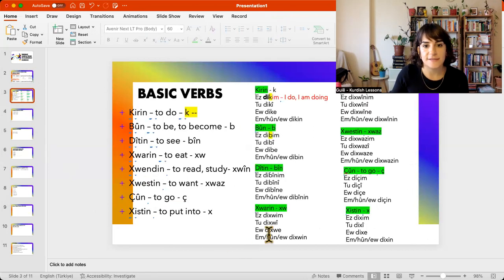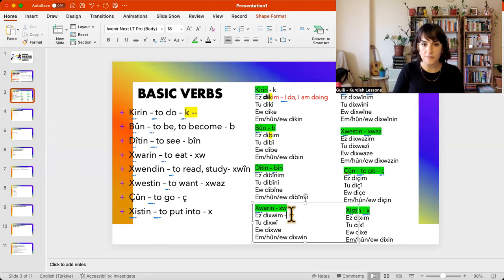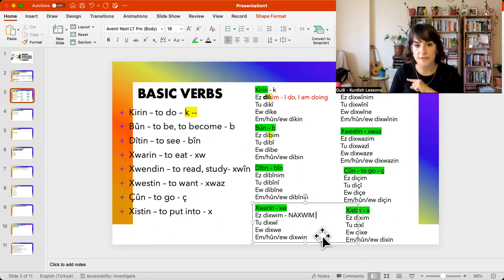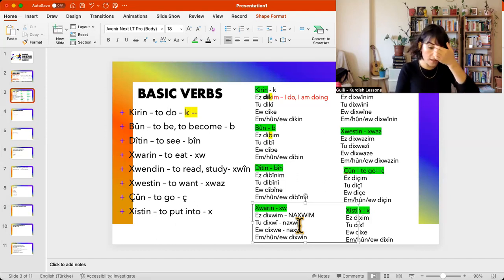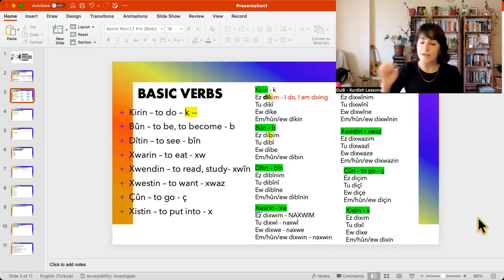For example, let's have a look at khwaran. So the negative form will be nakhum. So dkhum, I eat. Nakhum, I don't eat. To nakhwi, you don't eat or you are not eating. Ev nakhwe. Em hun ev nakhwin. So be careful, you have to drop the d. Okay, many students say as nadkhum. No, it doesn't work. As nakhum. To nakhwi. Ev nakhwe. Em hun ev nakhwin.